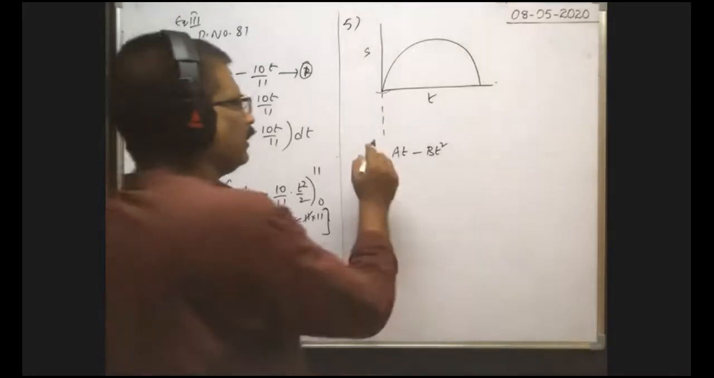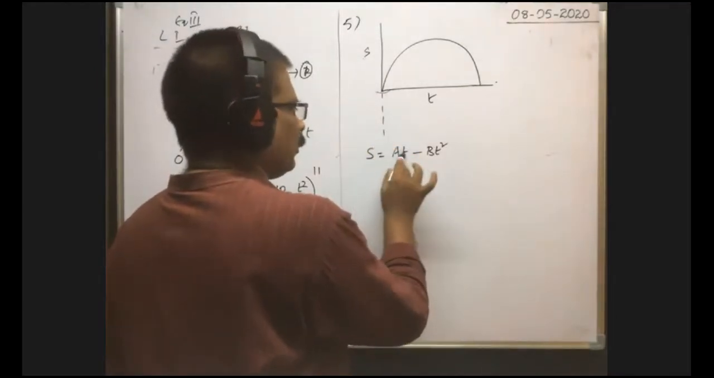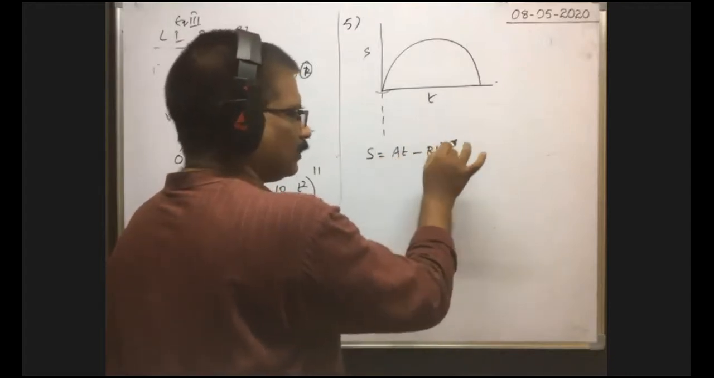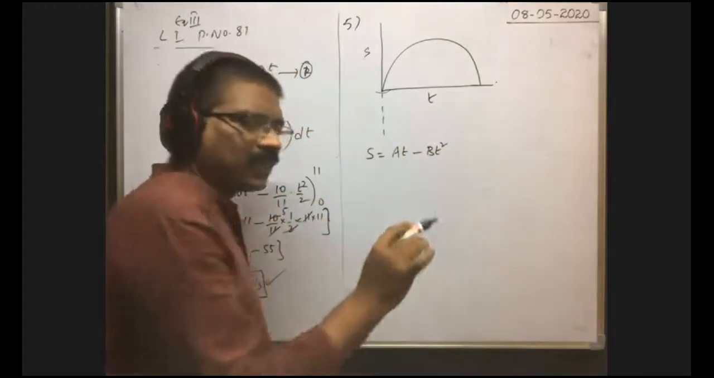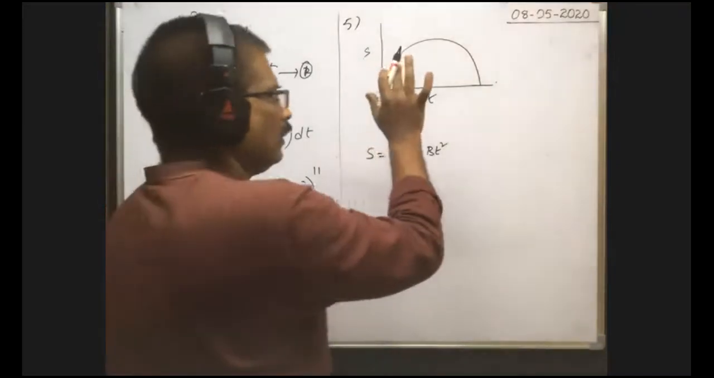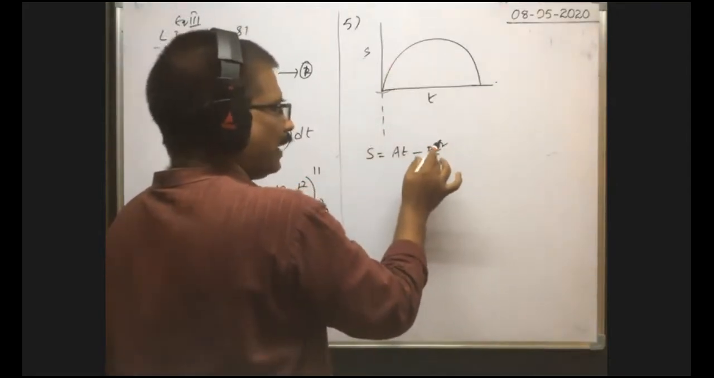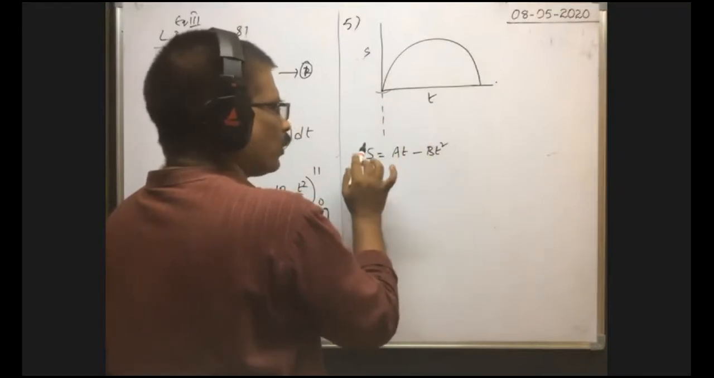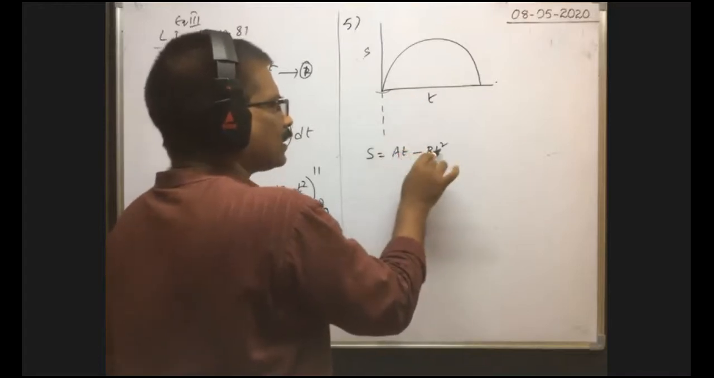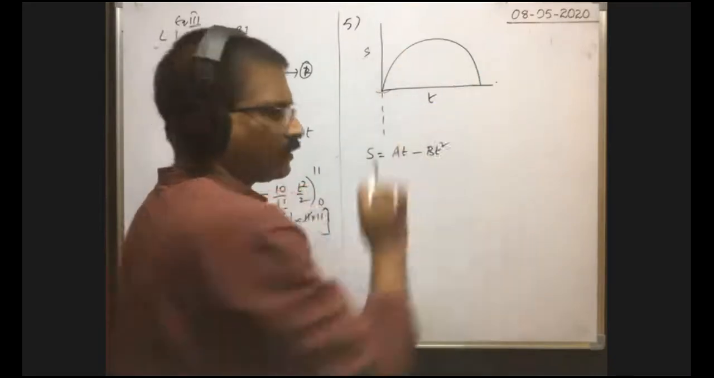The equation gives the relation between displacement and time, in which s and t are variables, a and b are constants. In s and t, one variable is squared. That's why definitely, if you draw the graph between s and t, you will get a parabola. In which direction is this parabola open? As the coefficient of t square is negative, this parabola must be open towards the negative displacement axis. That's why I drew it like this.